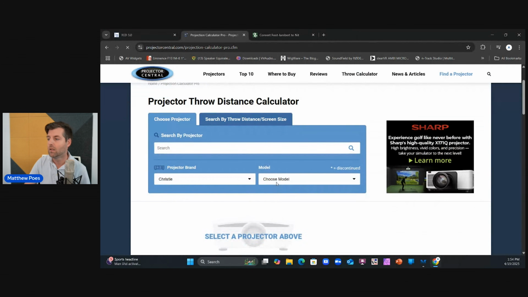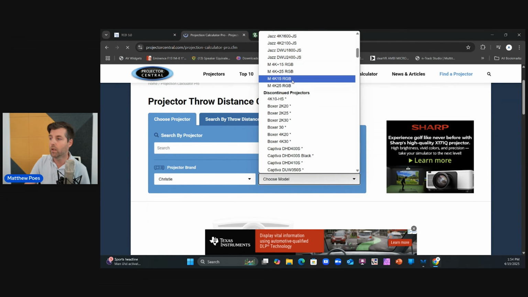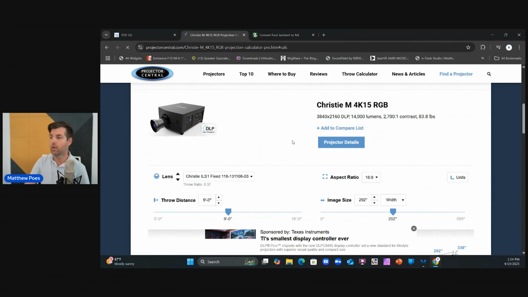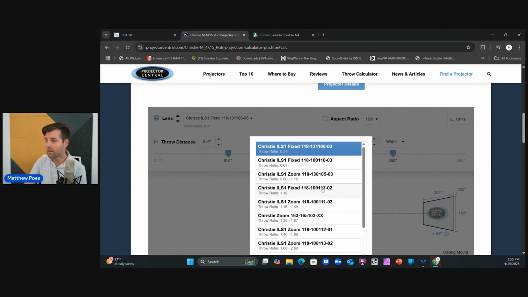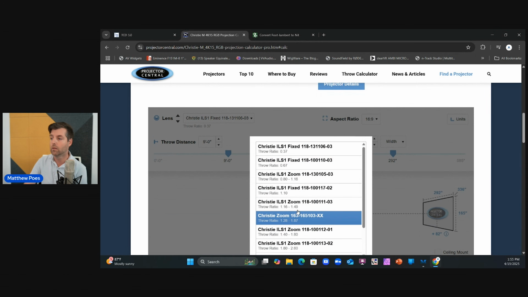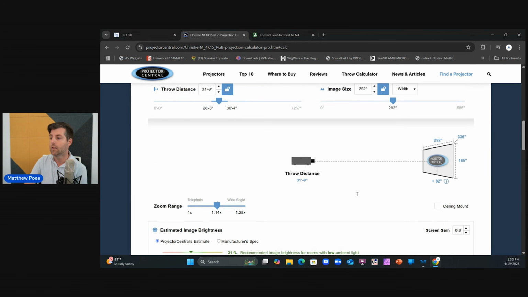Christie. All right, where are you? M4K series. Here we go. And we're going to do this one right here. So we've got the standard M4K 15 projector. We are going to pick a lens that actually makes sense for this. So something like probably this one. One of these is going to be the most commonly used lens we would have.